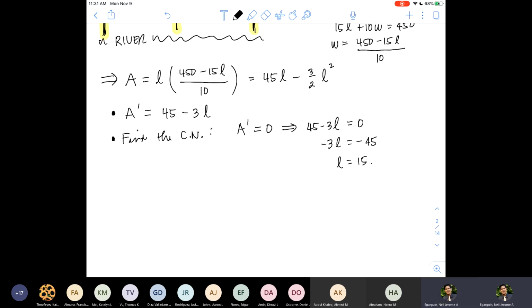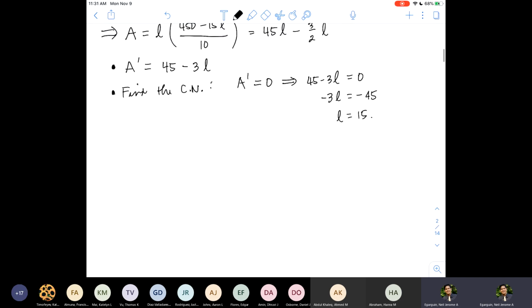So the best guess we have is that the length L equals 15 would be critical, because it will give us either a maximum or a minimum. But there's a slim chance that it won't give us either a maximum or a minimum. So let's check if indeed this will give us a maximum. Check if Cn gives a maximum.